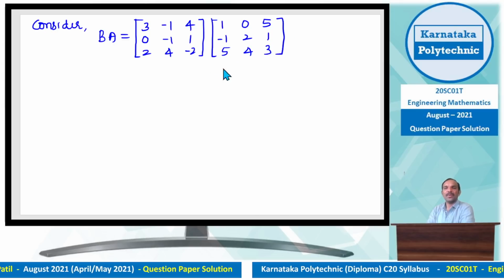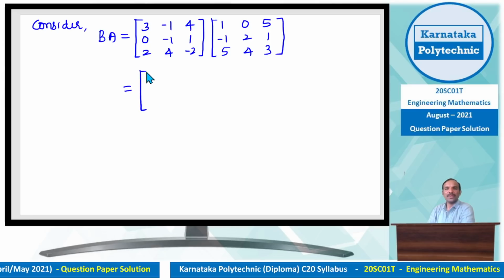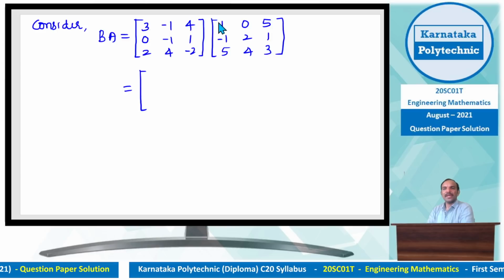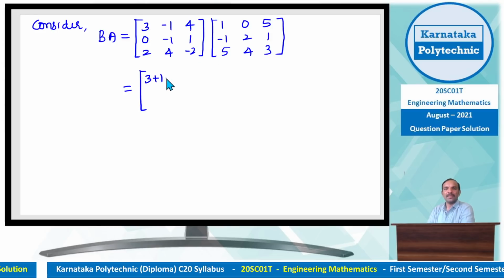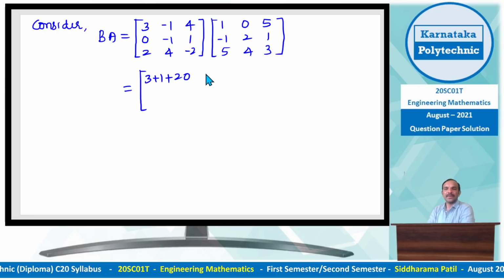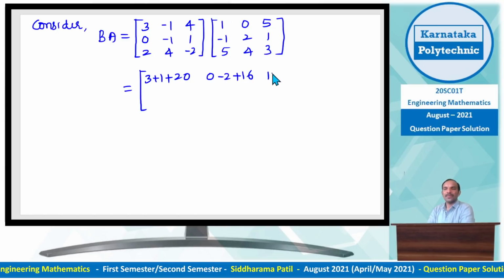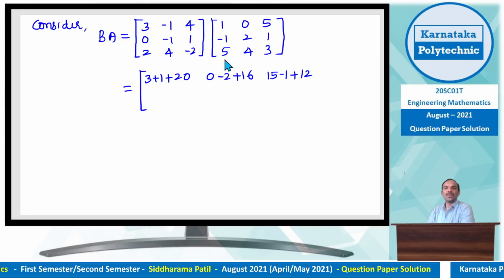Now multiply row by column. First row first column is 3 plus 1 plus 20. First row second column 0 minus 2 plus 16. First row third column 15 minus 1 plus 12.